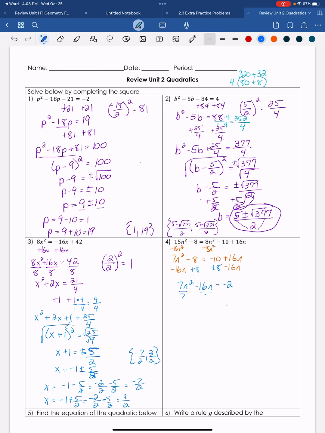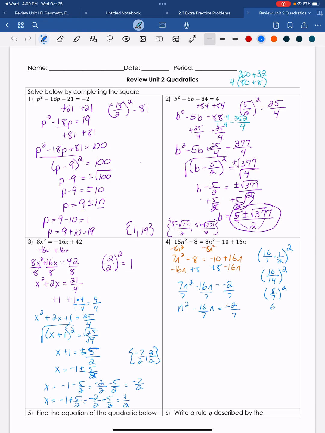Divide by 7, divide by 7, divide by 7. N squared minus 16/7, not a delightful fraction, is equal to negative 2/7. I take my b term. When I have a fraction, instead of dividing by 2, I'm going to multiply by half and square it. This ends up being 16/14 squared, which is going to be 8/7.